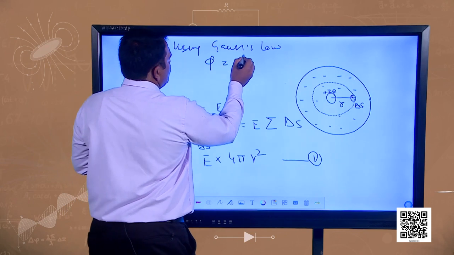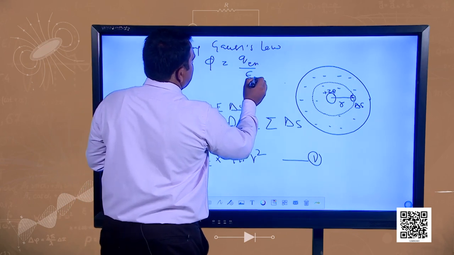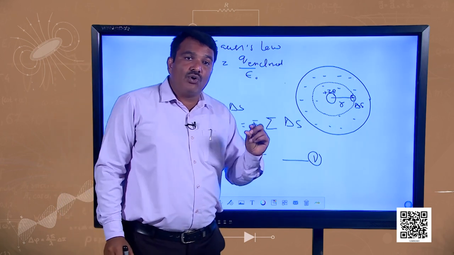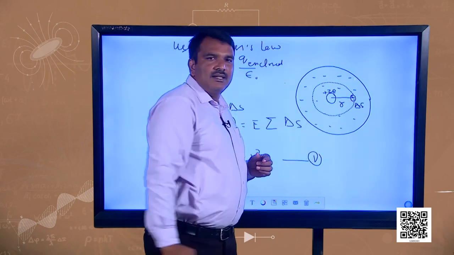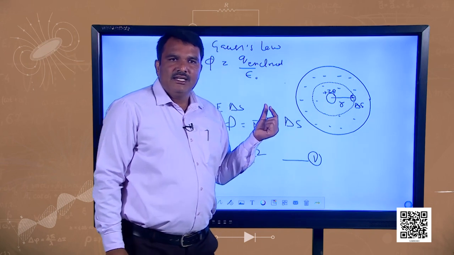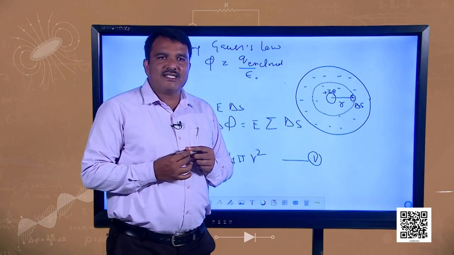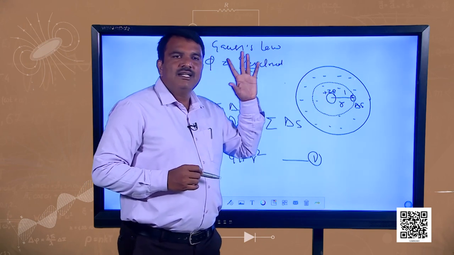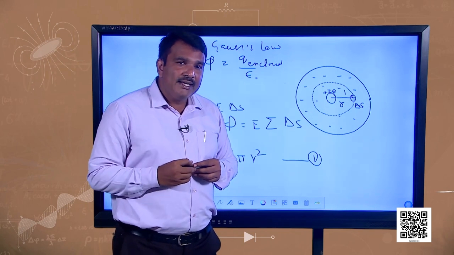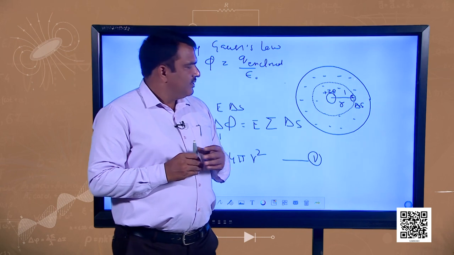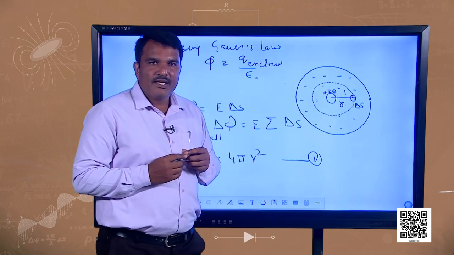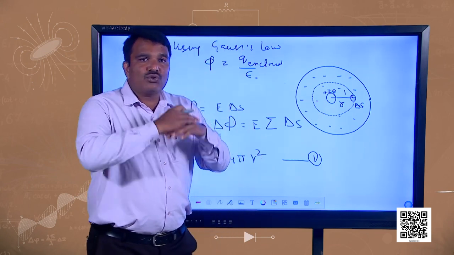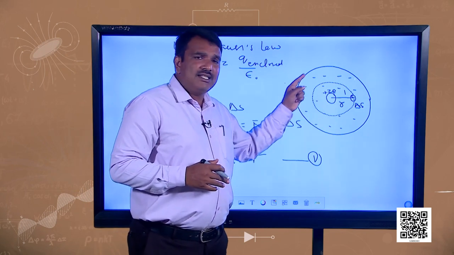Total flux is the amount of charge enclosed divided by epsilon naught. First we have to find the net amount of charge enclosed by this Gaussian surface. We can easily see that the charge on the nucleus is plus Ze, and some negative charge is also present inside this Gaussian surface. So first we find the amount of negative charge present inside this Gaussian surface, and then we add it to the charge of the nucleus to get the total charge enclosed within this Gaussian surface.